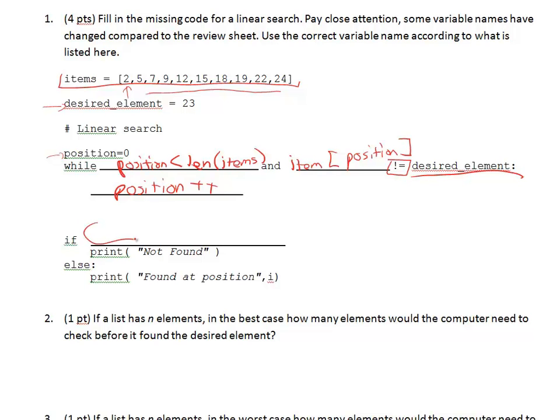And now down here, the last part, have I found my item or not? Well, I know I have not found it if my position is equal to the length of the item list. If that's the case, then I've gone all the way through this loop. I have not found the item I'm looking for, and it is not found. Otherwise, it is found. And is it found at position I? No. What is holding the position of my variable? Position. There you go. Answer to number 1.